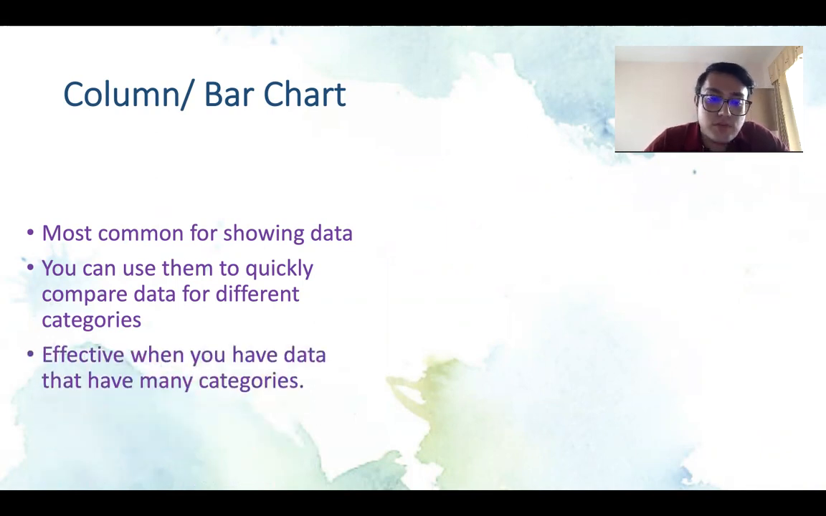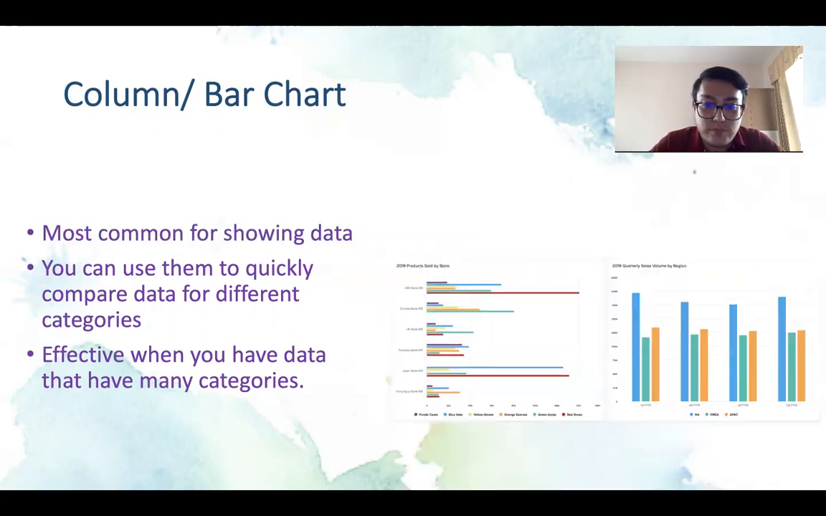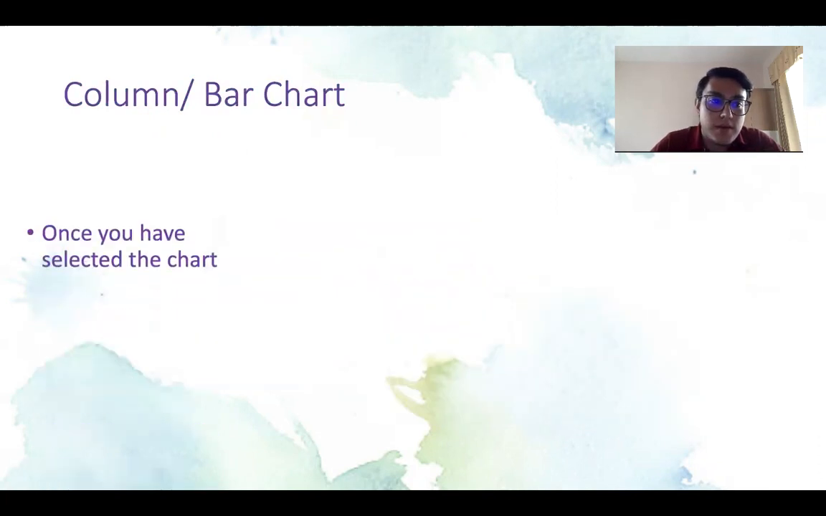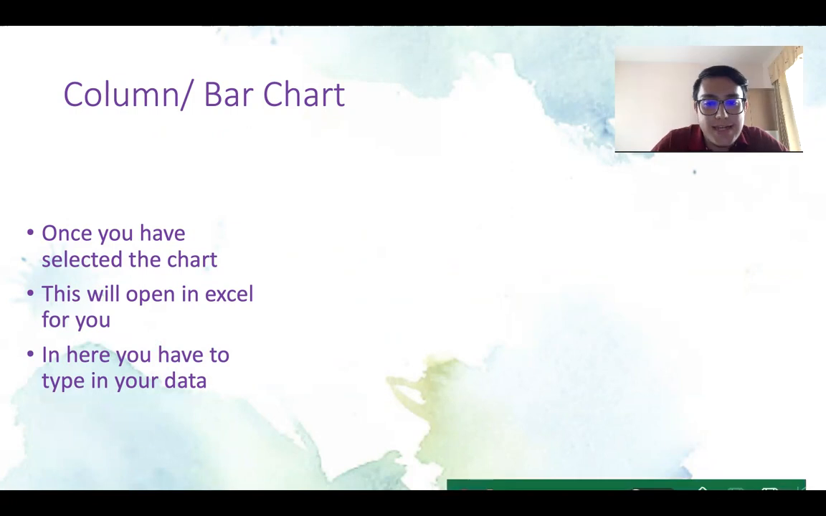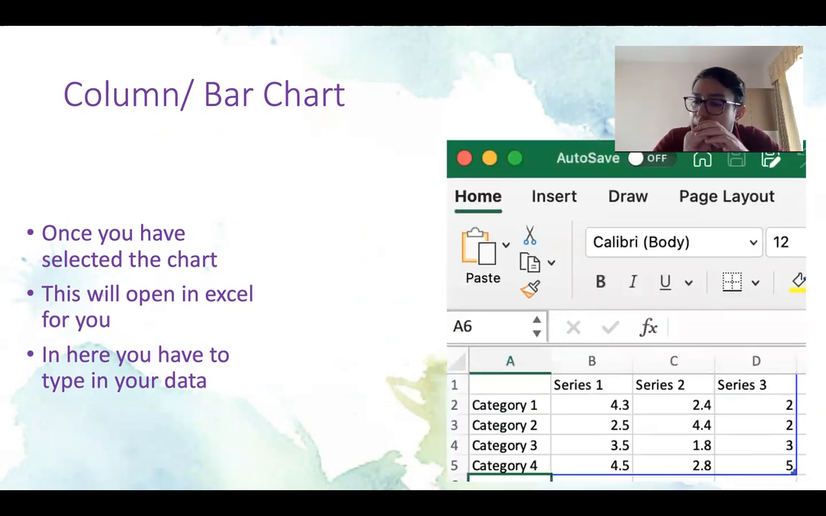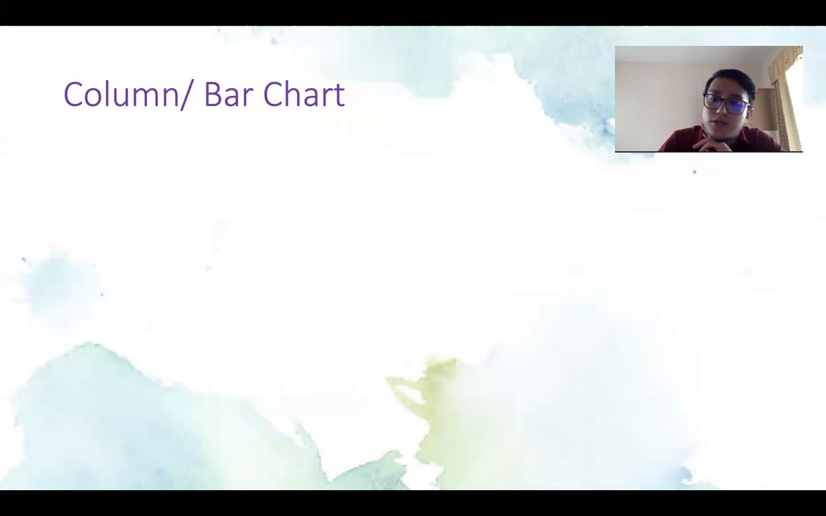It's effective when you have data that have many categories. For example, these are some examples, all right? Once you have selected the chart, this will open in Excel for you. In here, you have to type in your data. So when you select the table, this is what you will get. This is where you have to type in all your data and categories.